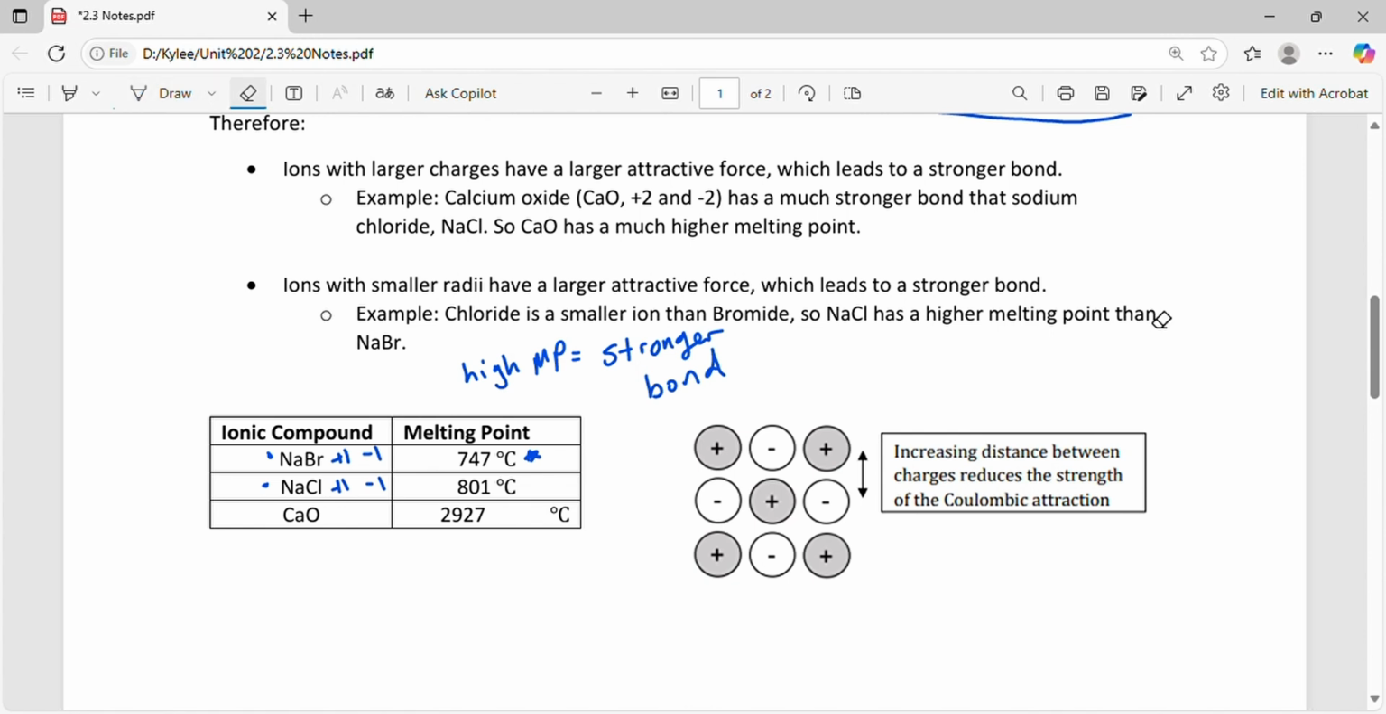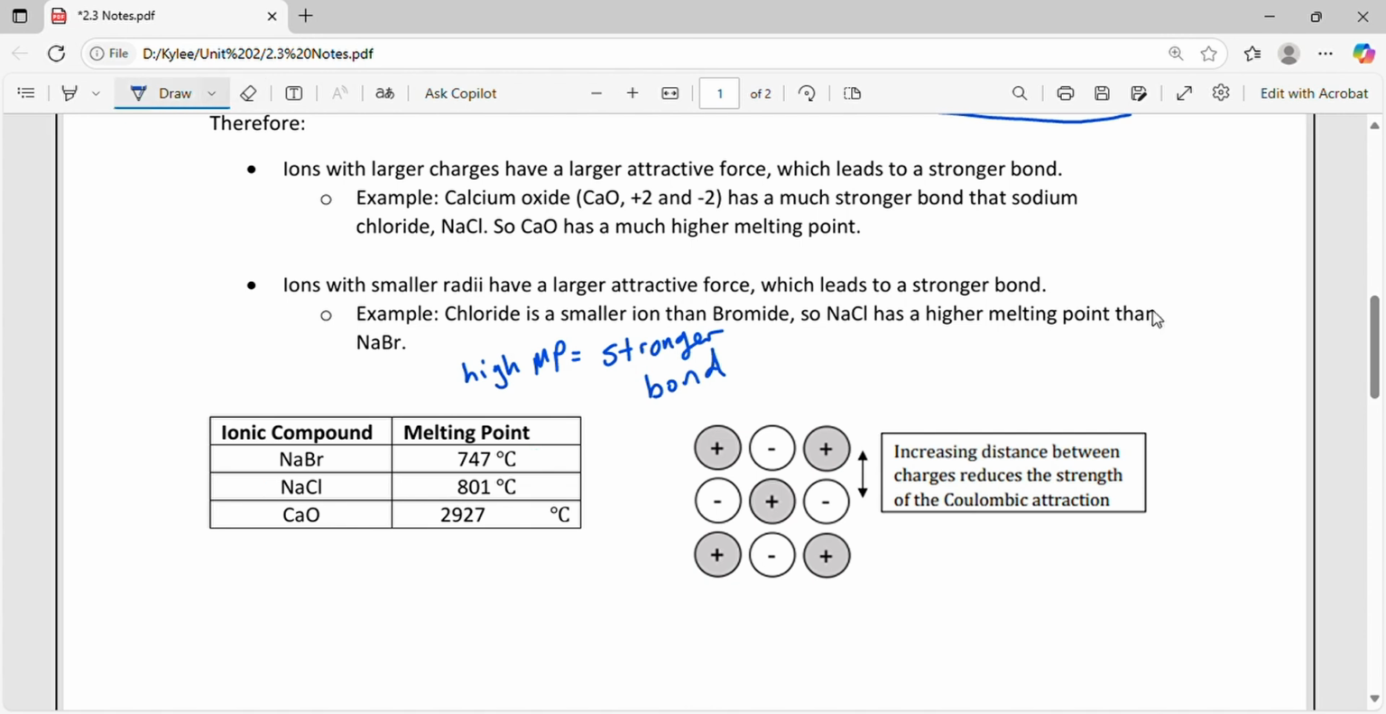Now, if I look at the charge effect, I can compare either of the sodium compounds with this calcium compound. Calcium and oxygen have a +2, -2. So what I've done is I've increased the charge. If I increase the charge, that means I'm going to have a stronger bond. So I can justify the fact, and that's a huge jump from 700-800 to almost 3,000. Again, an increase in the charge means a stronger bond.